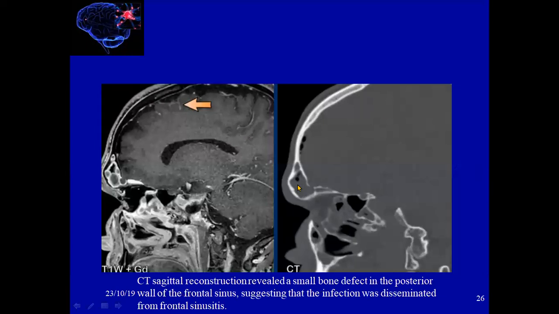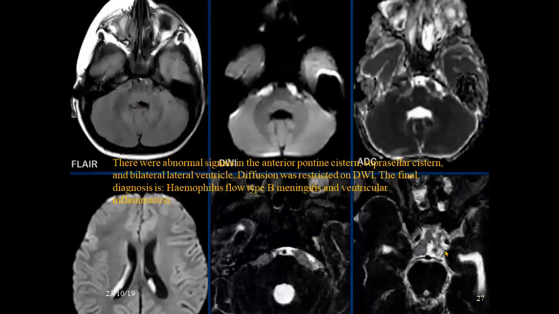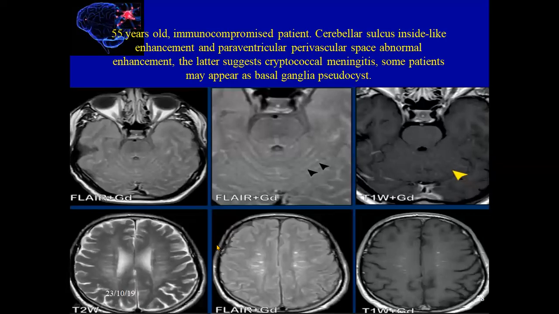This is a picture of a CT, which shows a fracture here in the posterior wall of the frontal sinus, with bubbles here, and there is an abscess here, and this is the cause of infection in the brain. There were also abnormal intensity or signal in the anterior pontine cistern, also the suprasellar cistern, and bilateral ventricles. Diffusion was restricted on DWI. The final diagnosis was Haemophilus influenzae type B meningitis and ventriculitis.